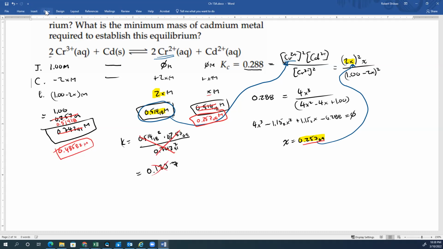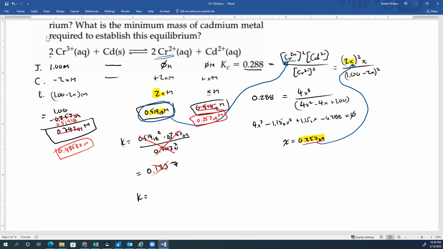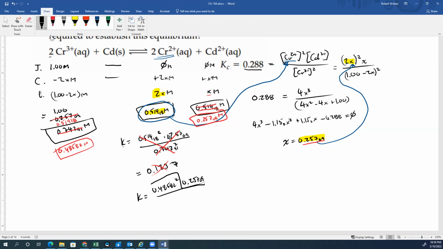Okay, so let's do K again. And so this is going to be 0.48582 squared. And this is going to be 0.25709 divided by, whoops, screwed that up. This should be in the denominator here. These should be in the numerator here.